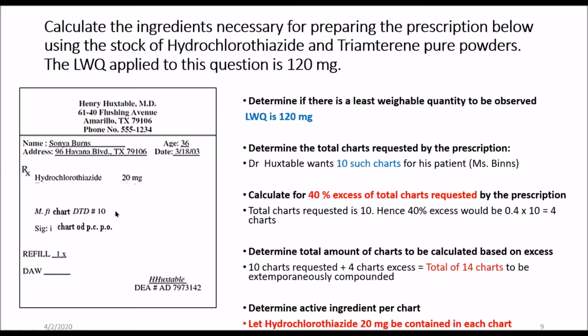Next, we are going to determine how many milligrams of the active ingredient will be contained in one chart. Here on the prescription, one chart will contain 20 milligrams. So we're letting hydrochlorothiazide 20 milligrams be contained in each chart.